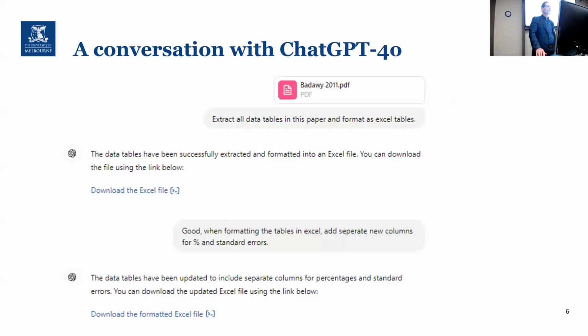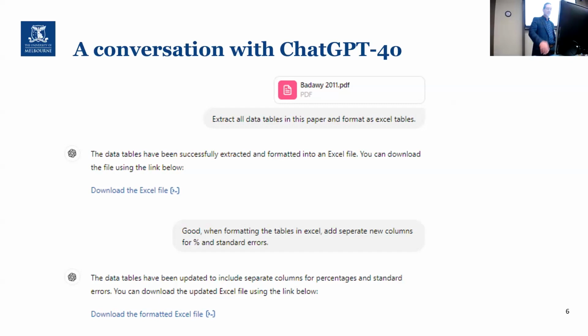Here's an example of a conversation with ChatGPT 4.0. This is a retracted paper, Bardaway 2011. Put the PDF in, ask ChatGPT, can you extract the data, format as Excel tables? It says no problems. And then you've got to ask it to tidy up the percent signs, and for some of the tables include standard errors.